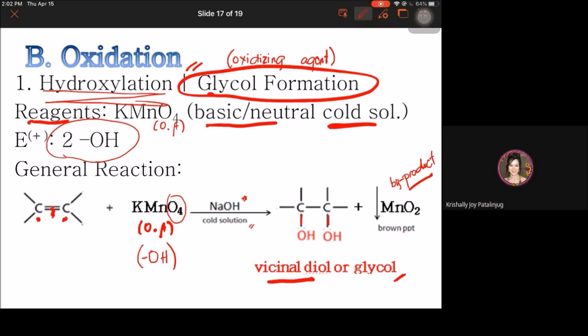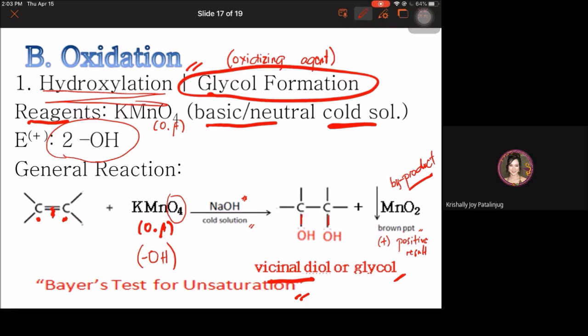This is just a visible result if you undergo it in a laboratory experiment. You can also use it as a test to determine if the sample is unsaturated. This reaction can be used to test if the sample is unsaturated. If the result is positive, what you will see is a brown precipitate. That is just a visible result. Our major product is the glycol, so that is additional information. This is actually Baeyer's test for unsaturation.